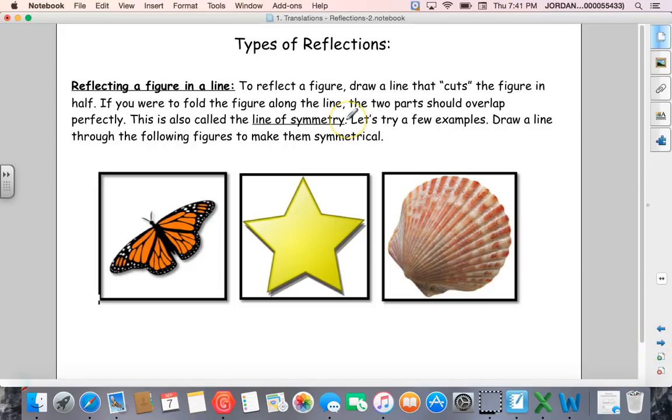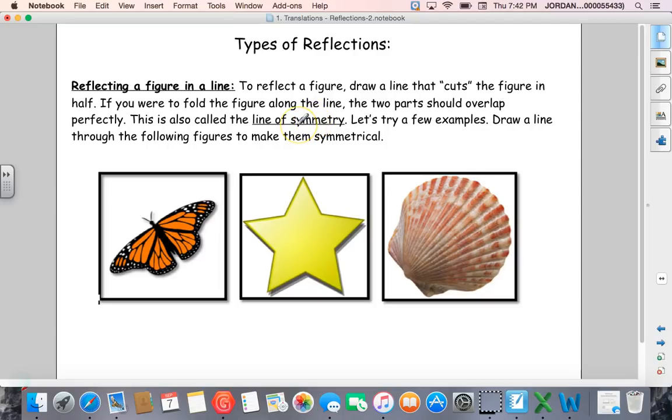Some types of reflections: reflecting a figure in a line. To reflect a figure, you draw a line that cuts the figure in half. If you folded the figure along the line that you made to cut it in half, the two parts should overlap perfectly. You've probably heard this called a line of symmetry in the past.